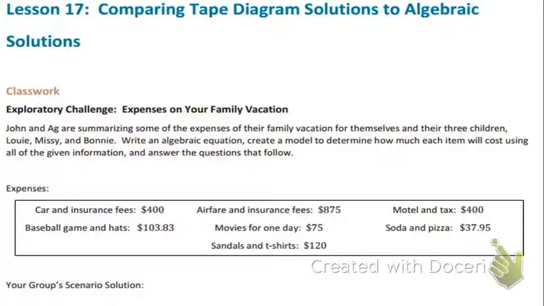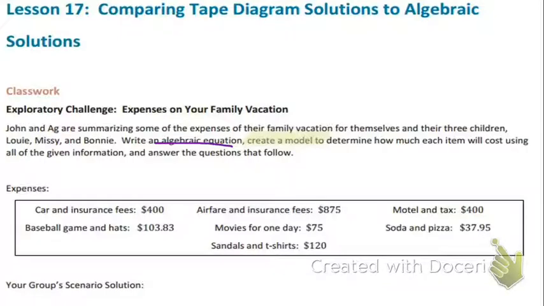Here is this exploratory challenge: expenses on your family vacation. John and Ag are summarizing some of the expenses of their family vacation for themselves and their 3 children, Louie, Missy, and Bonnie. Write an algebraic equation. Create a model to determine how much each item will cost using all of the given information, and answer the questions that follow. The model we're talking about here is a tape diagram. We will begin to work on the algebraic equation more precisely.